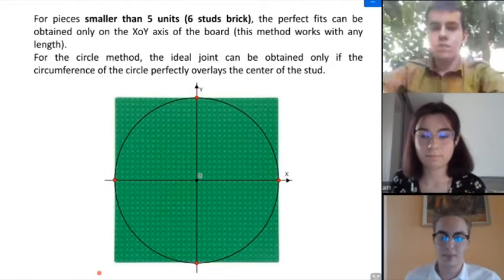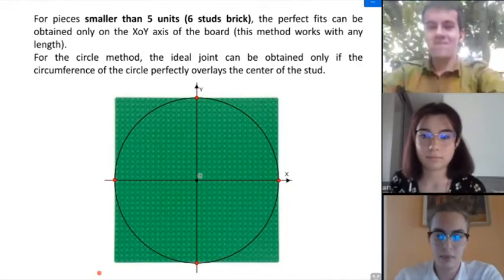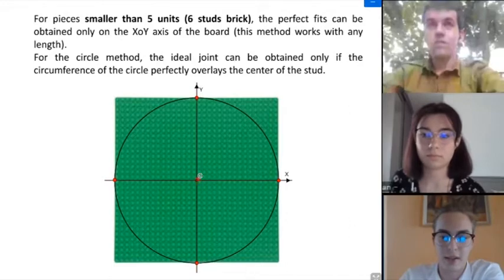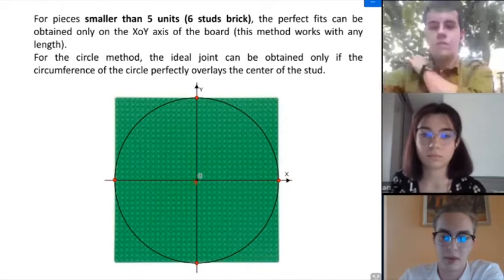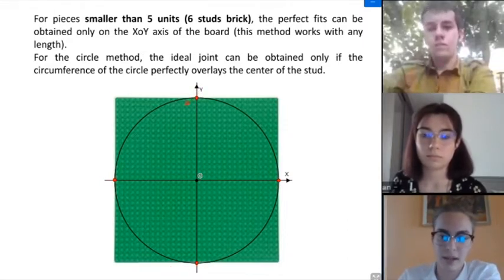And the last way to get a perfect case is by using the circle method. Now, again, if I consider this stud as being the center of a circle, and I put a plate on it and consider it the radius of the circle, and the plate is moving like this, describing the circle itself, I will get perfect joints where the end of the plate overlays perfectly over the center of the stud. In other cases, we will get joints with errors, which my colleague is going to present.